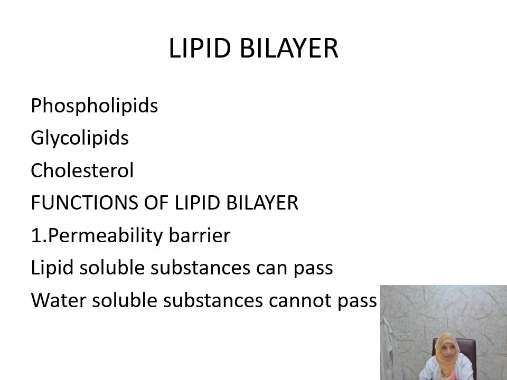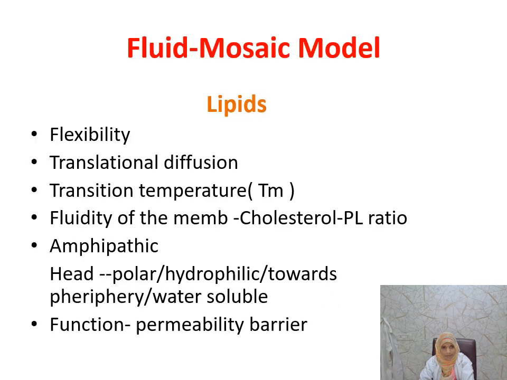A lipid bilayer can be a phospholipid in nature, glycolipid or cholesterol. What is the function of a lipid bilayer? First is permeability barrier. We have seen that because it has amphipathic nature, the lipid soluble substances can pass and water soluble substances cannot pass. Thereby the lipid bilayer acts as a permeability barrier.